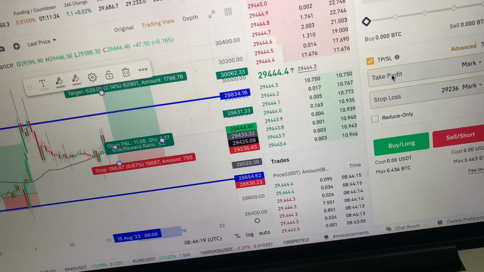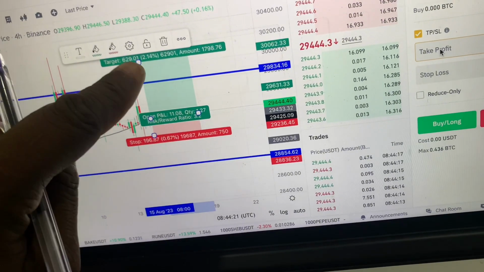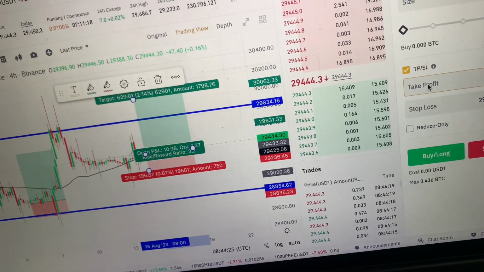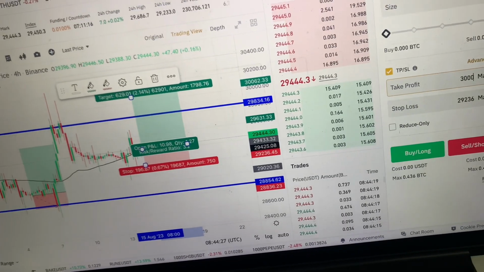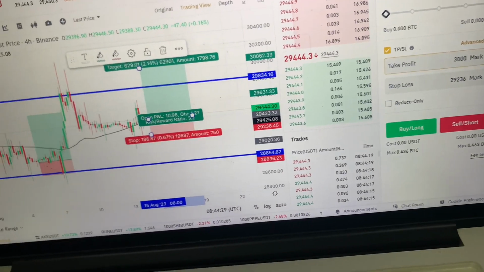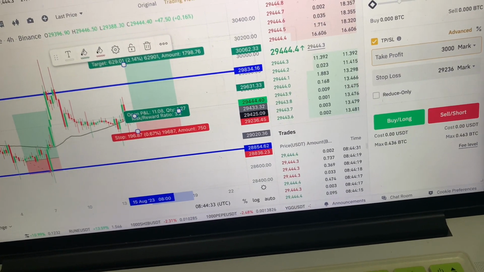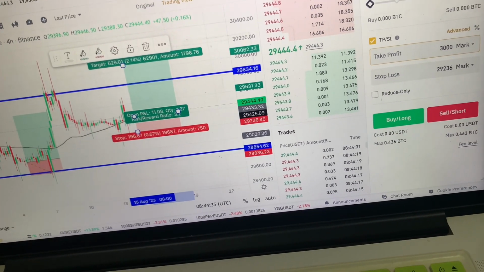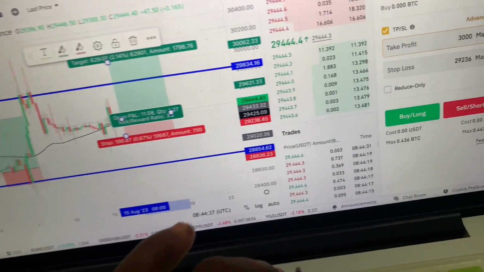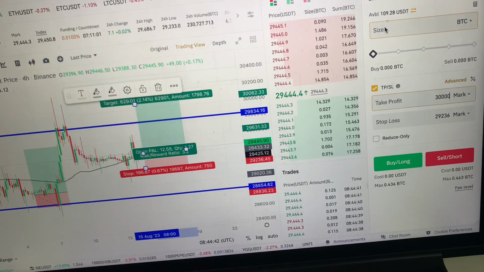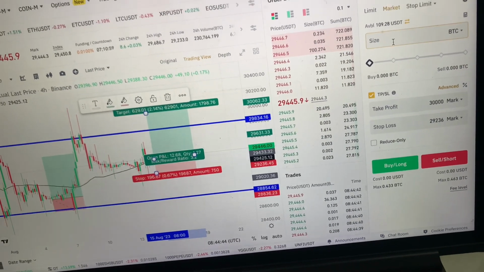Then we now enter our take profit, where we want to leave the market if the trade goes in our favor. So we'll put it at 30,000. I'm going to use my smartphone and show you guys how much we are currently risking on the trade, and also how much we are currently making on the trade. We are using market orders. Remember, our cost is supposed to be $10.